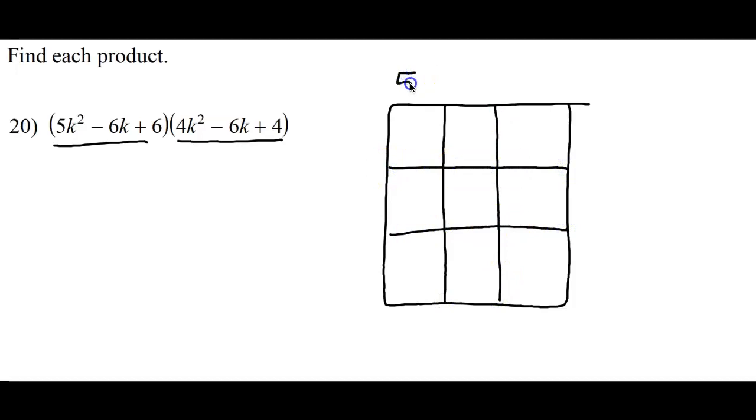All right, so we've got 5k squared minus 6k plus 6 on the top, and then the other trinomial is 4k squared minus 6k plus 4. And we're just going to fill in our box here.